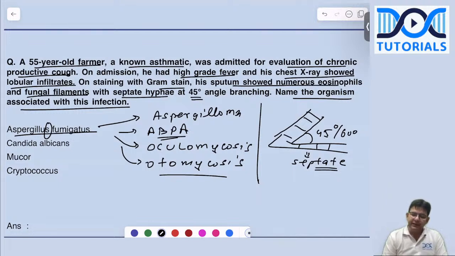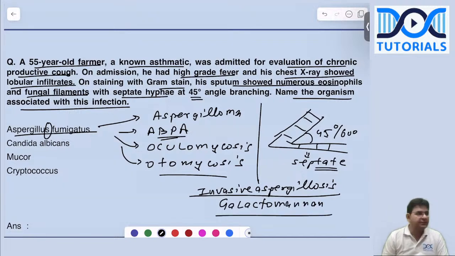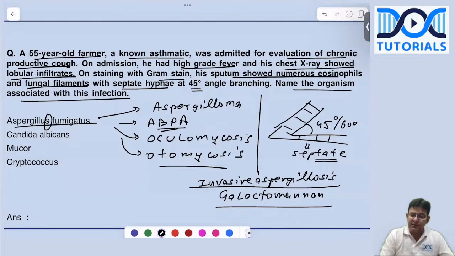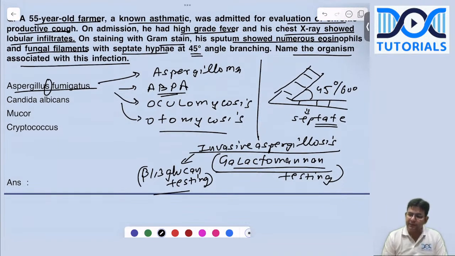Manisha, you're right. In this, one particular ailment is there which is termed as invasive aspergillosis, for which you do which particular testing? Galactomannan testing. And this galactomannan testing was being asked in the INI CET exam. So galactomannan testing is there in invasive aspergillosis. Yes or no? And another one is beta 1,3 glucan testing, along with galactomannan testing. Is it fine?